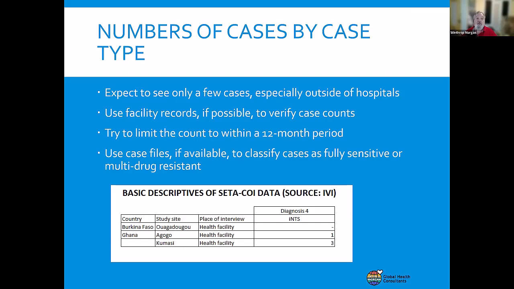And also when you're looking at the case file, since you're only going to have a few cases, see if you can classify those cases as fully sensitive or multi-drug resistant. I think the best way to do that would be to see if in the case they tried the first line antimicrobials, and if it worked, then that would be fully sensitive. And if it didn't, and they went to multi-drug resistant, then you could classify that as multi-drug resistant.